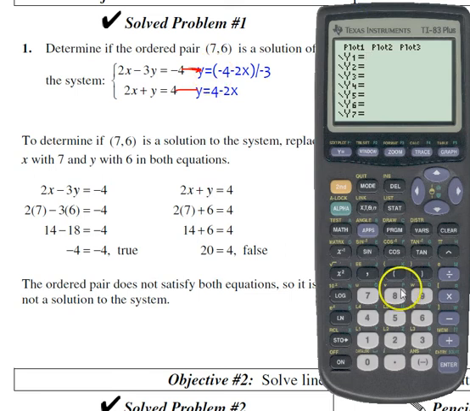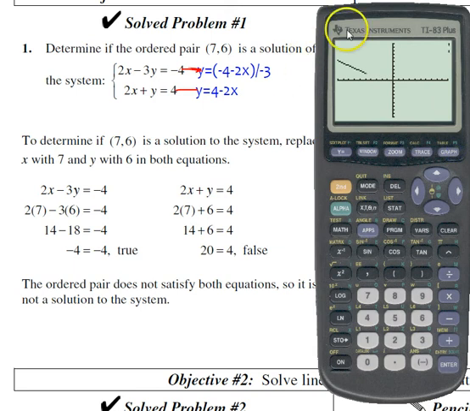So I'm going to go ahead and put in the first equation. Y is equal to parentheses -4 minus 2x close parentheses over 3. The next one is 4 minus 2x. And I'm going to go ahead and graph it. And I see that there is a point of intersection, but how do I find it?